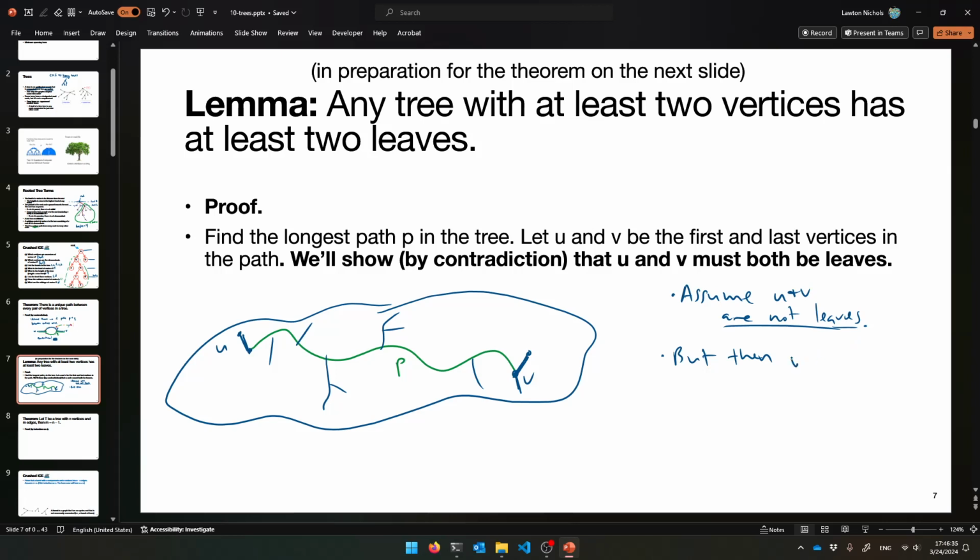Then we'd have a longest path. I can't talk and write. We'd have a longest path.